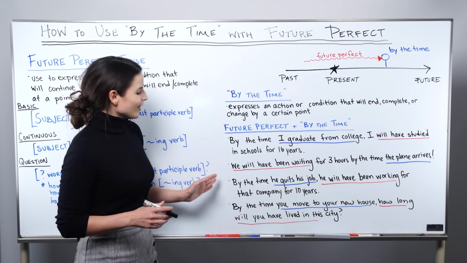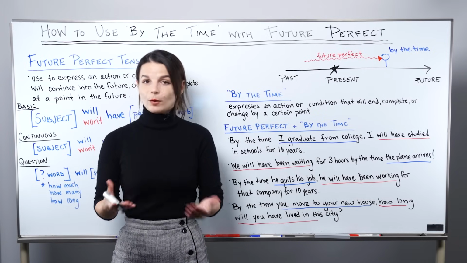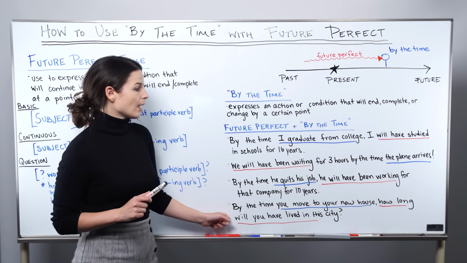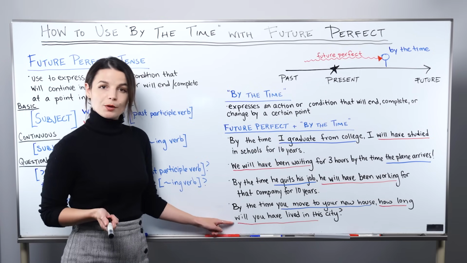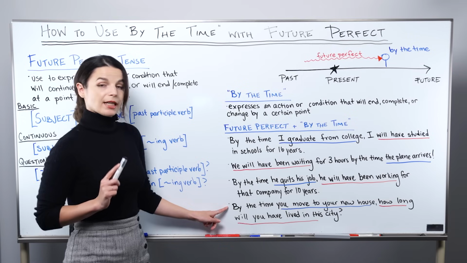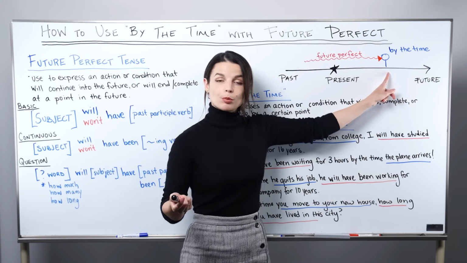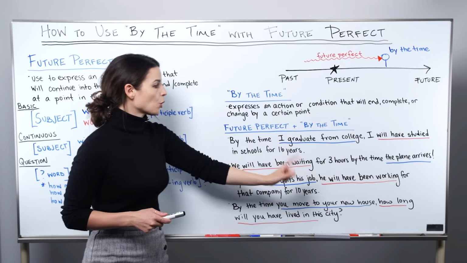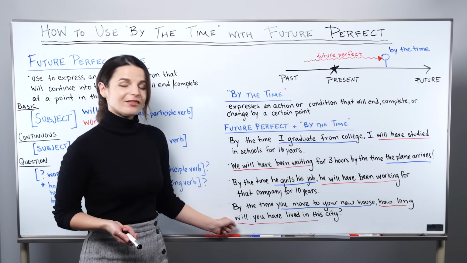Okay, so with that said, let's take a look at our last example sentence for this video. This one uses a question pattern. Okay, so let's look. "By the time you move to your new house, how long will you have lived in this city?" Okay, so here is our "by the time" expression. "By the time you move to your new house." So this is a future point in time, an expected future point in time. And then we have a question. "How long will you have lived in this city?"